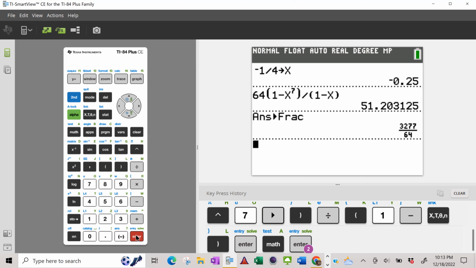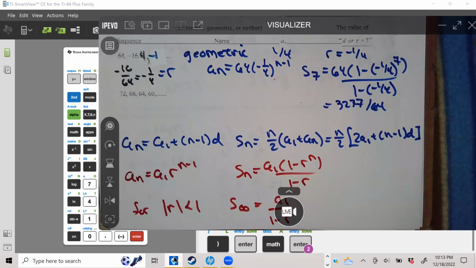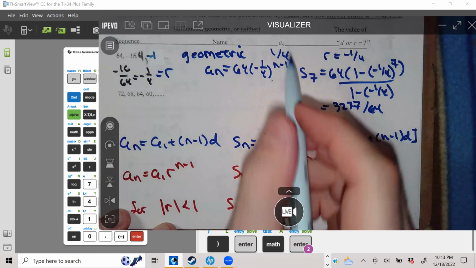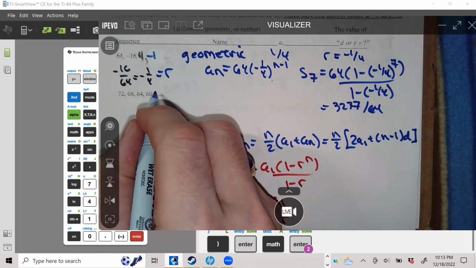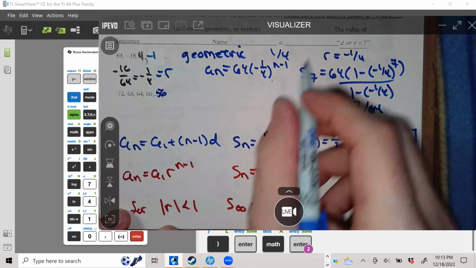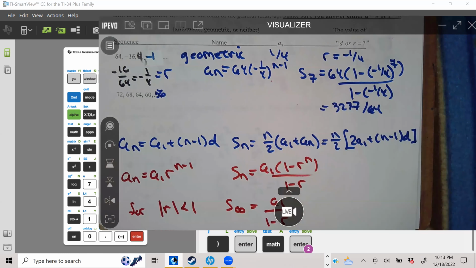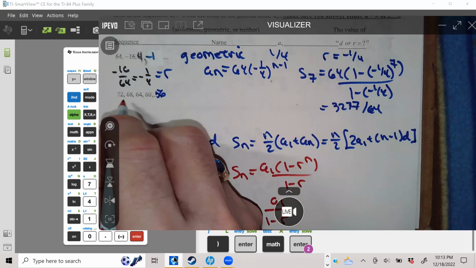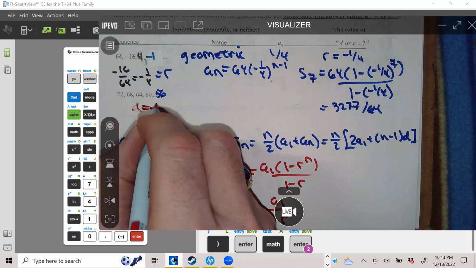Okay. How about the next one? Let's take a look at that. That's an arithmetic sequence. I don't think I screwed this one up. The next term, a sub 5, would be 56. And that's going to mean that D is negative 4. That's your common difference. D equals negative 4.